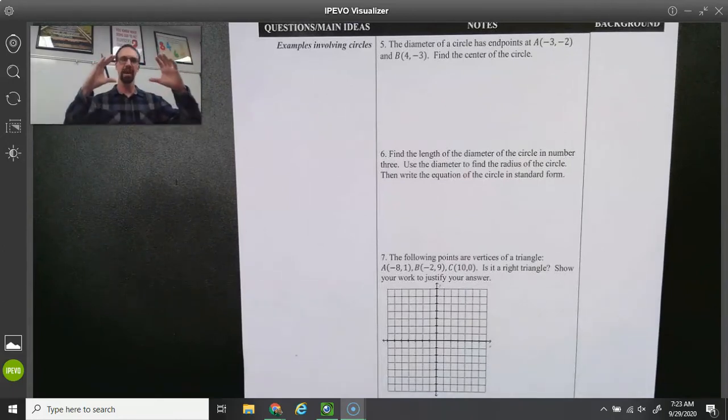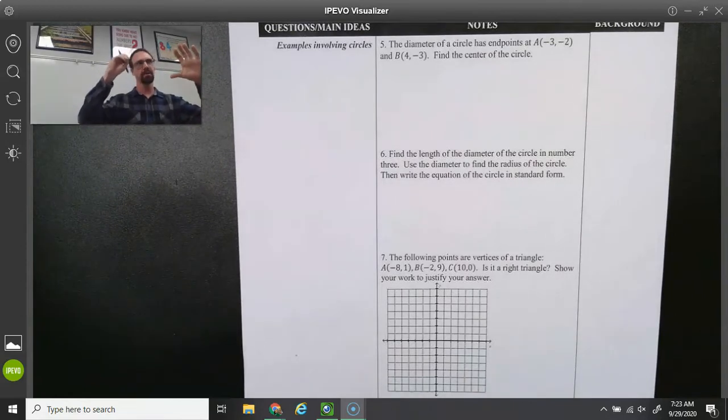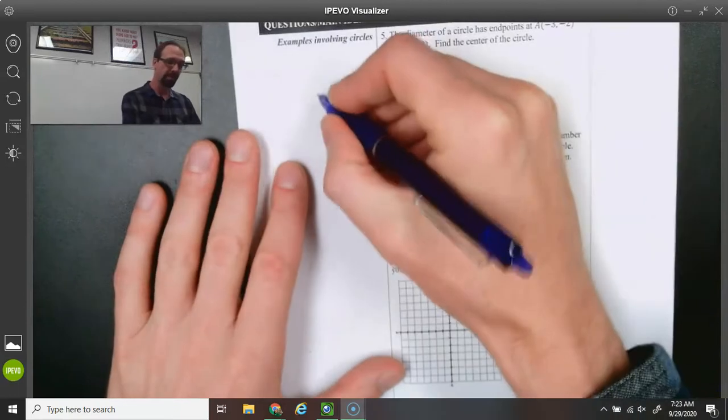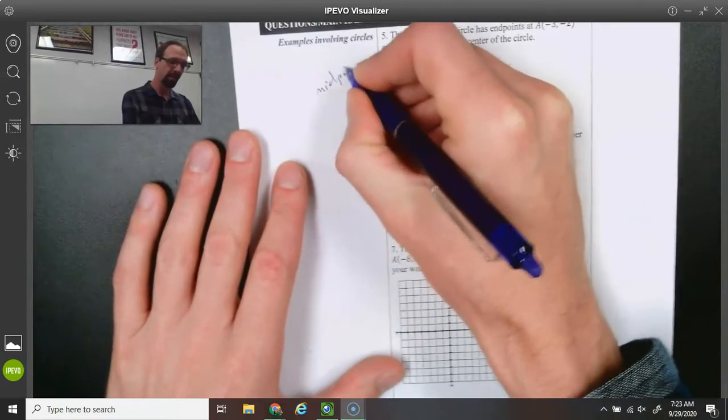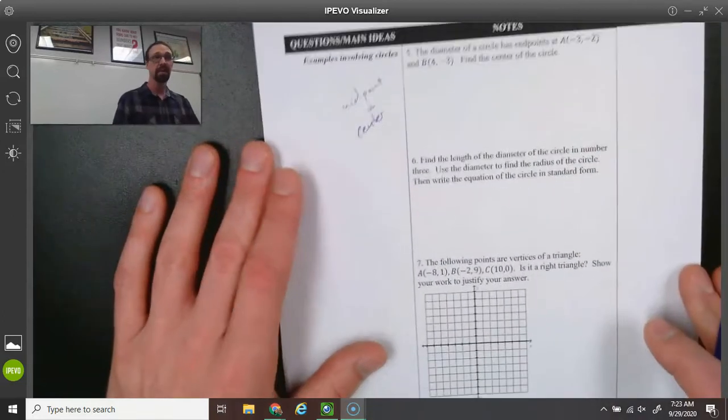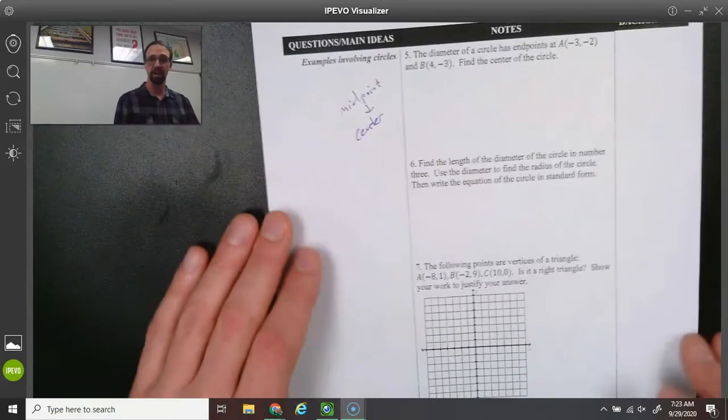If I think about where the diameter is, those are going to be the points that are on the outside. If I want to find the center, then I need to find the point that's exactly in the middle between them. So if I have the diameter endpoints, I can just find the midpoint of these two. Finding the midpoint will allow me to find the center. Those two mean the same thing. You can make a visual representation to help you with that.